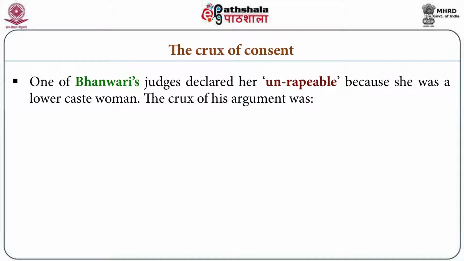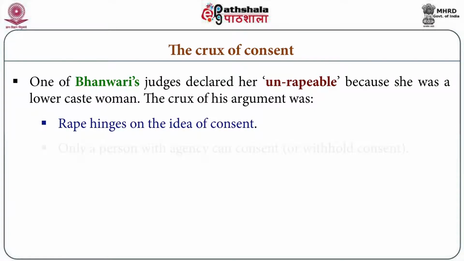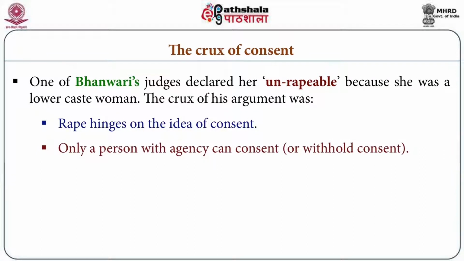The rape couldn't happen. This person was unrapeable. Now, why did the judge suggest that this woman could not have been raped since she is unrapeable? His argument went something like this. Rape hinges on the idea of consent. Only a person with agency, with free will, can give or withhold consent.